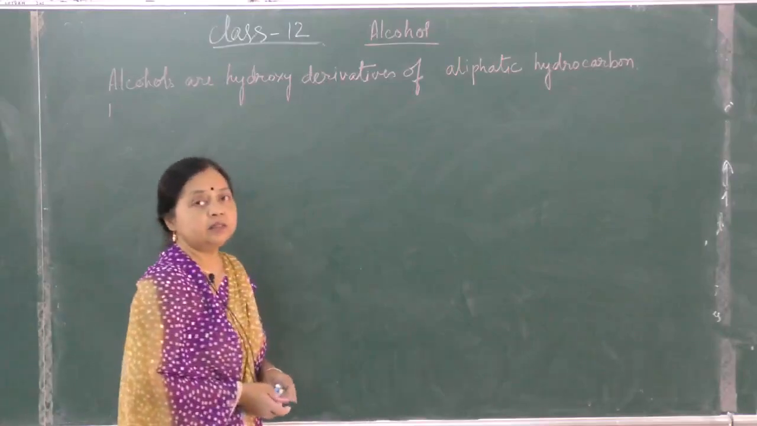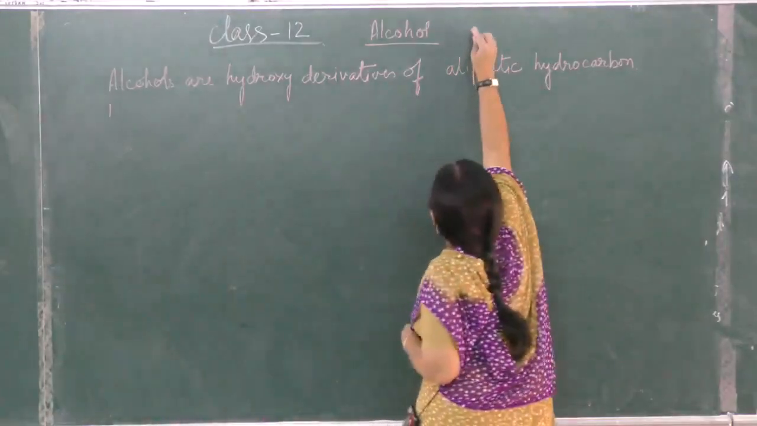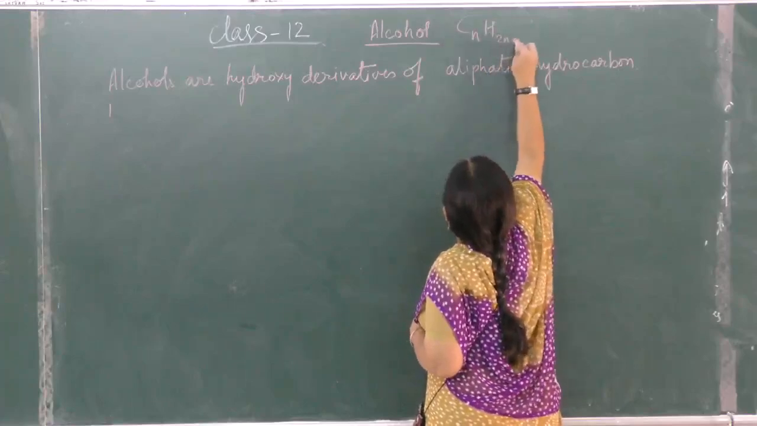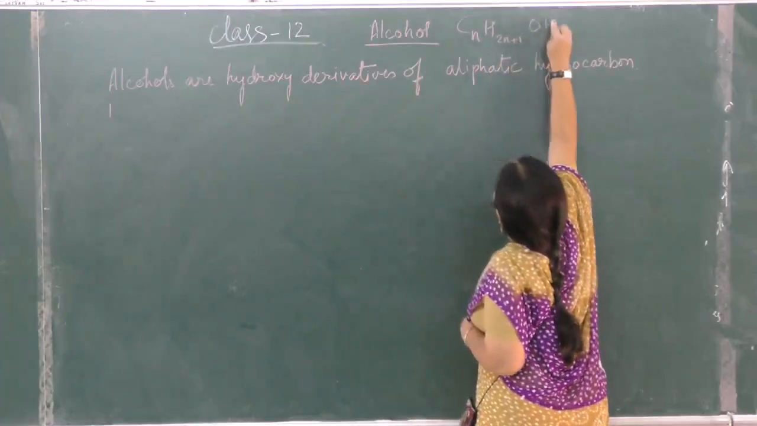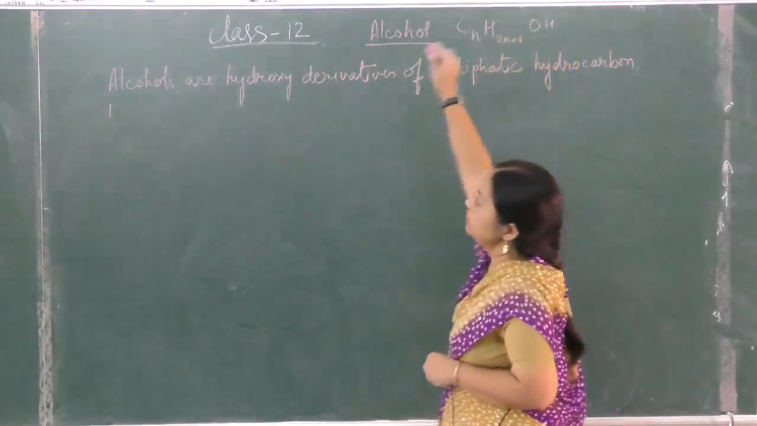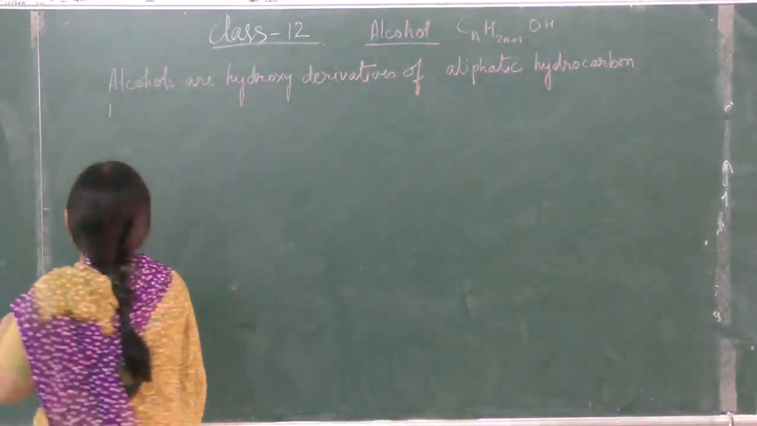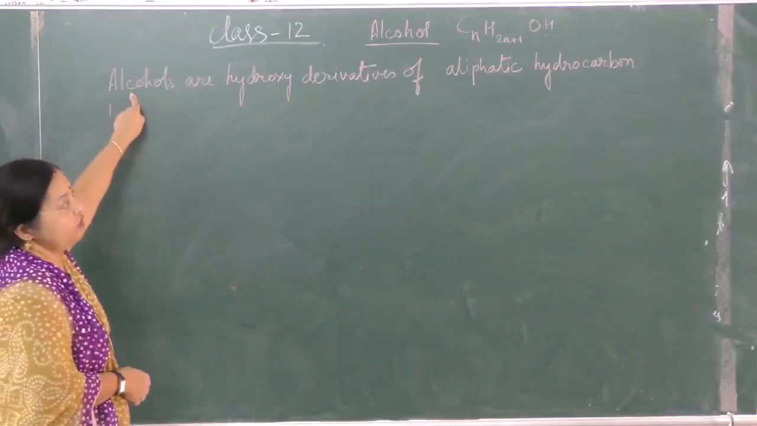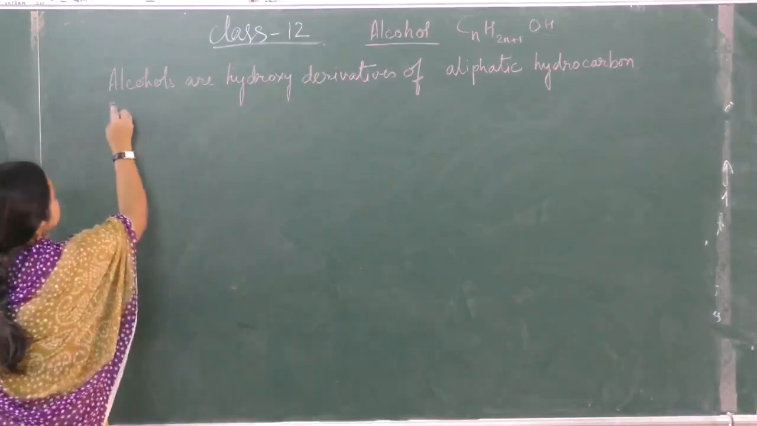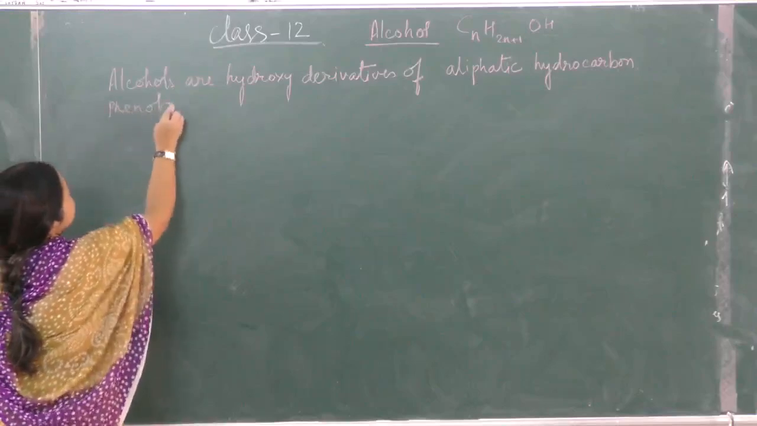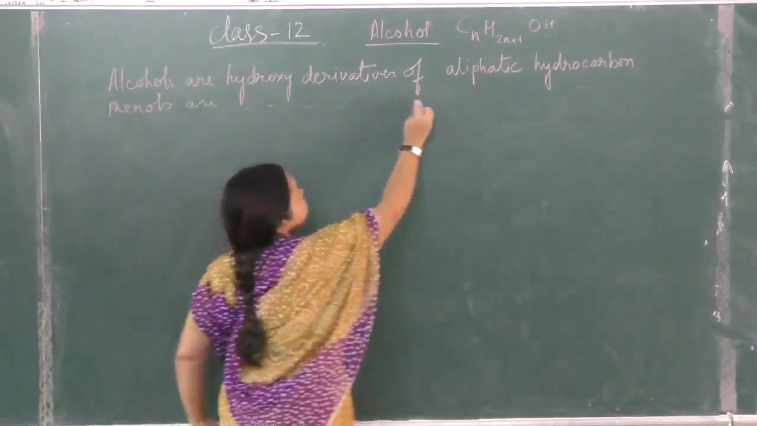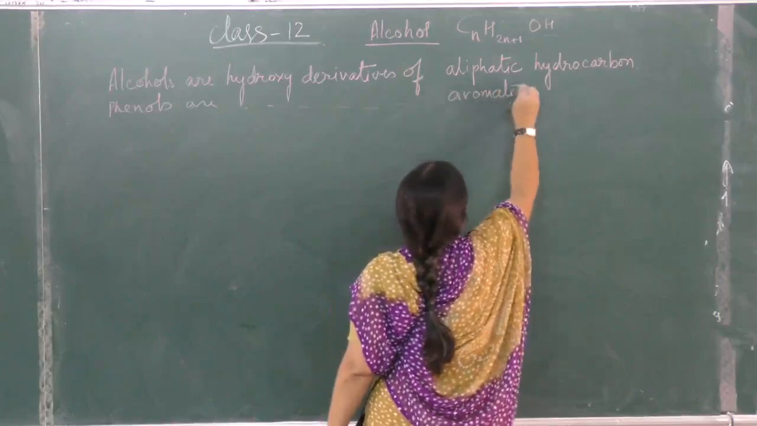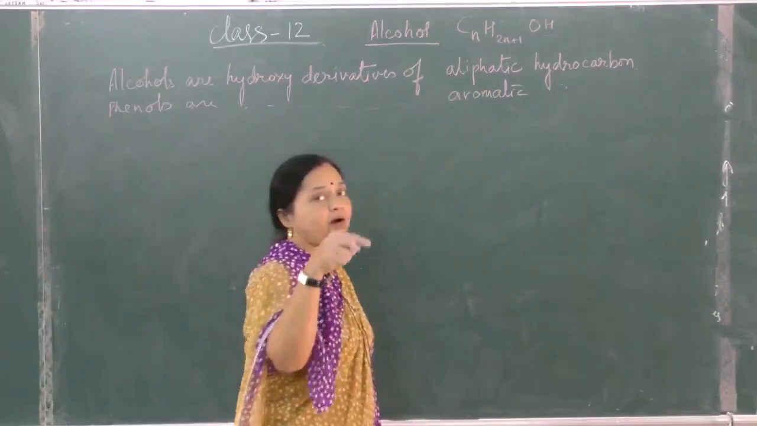Today we do the chapter on alcohol. The general formula: OH is the functional group, the hydroxy group. Alcohols are hydroxy derivatives of aliphatic hydrocarbons, and phenols are the hydroxy derivatives of aromatic hydrocarbon. That means they have an aromatic ring.